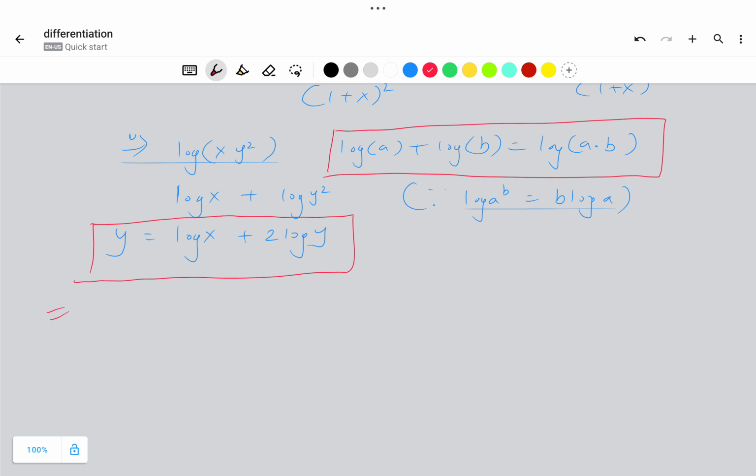Now let's differentiate. So what we will get after differentiation, dy by dx: the derivative of log x with respect to x is 1 upon x, plus 2 will be constant, the derivative of log y will be 1 upon y, and this would be dy by dx. And here this wasn't log y, this was f, the function f. So this is the derivative of the function with respect to x.